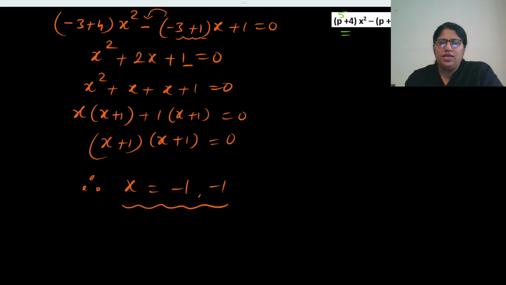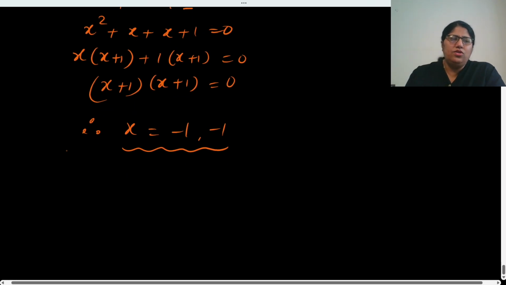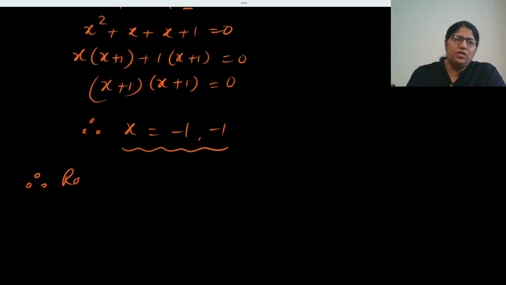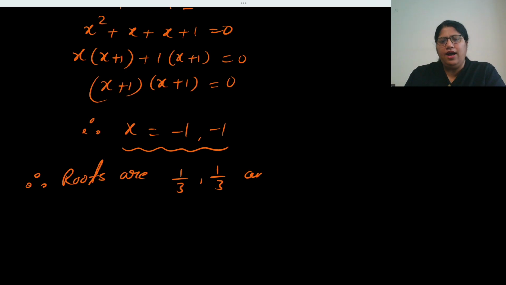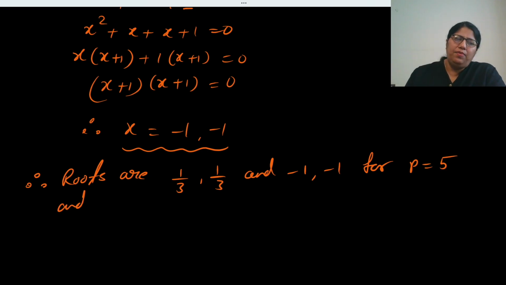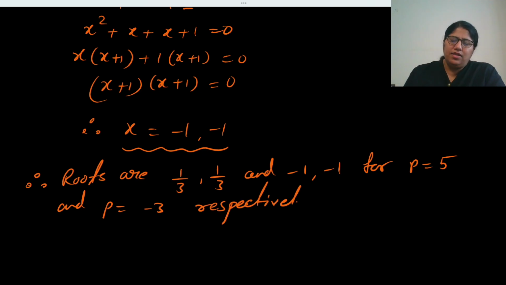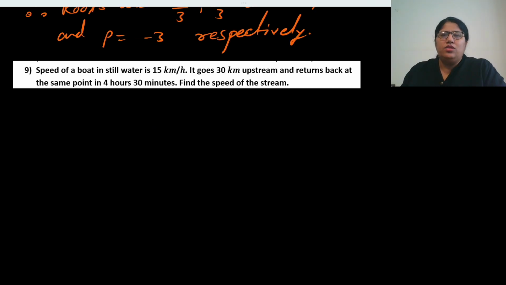So what are the roots here? 1 by 3, 1 by 3 here. So we can write therefore, roots are 1 by 3 comma 1 by 3 and minus 1 comma minus 1 for p equals to, first one we will write this, and p is equal to minus 3 respectively, because you are having here two values of p, so that's why you are getting two sets of solution, right? Let us go for the next question here. So this is your ninth question.